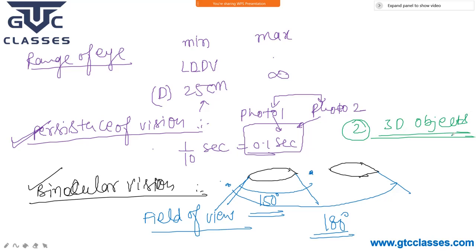3D objects. If you have only one eye, you can't see 3D. Close one eye completely, and you will start seeing only two-dimensional. Depth you will not get. What happens here? The image is getting generated in this also.